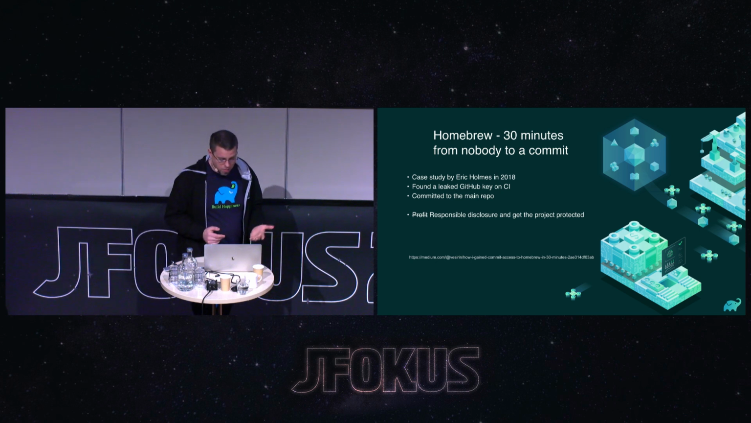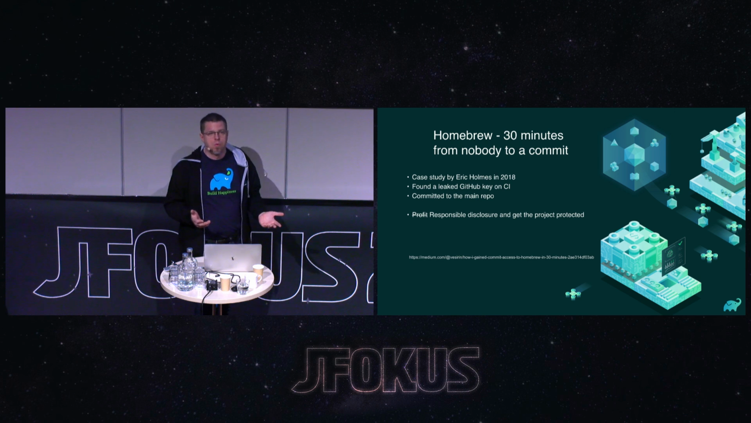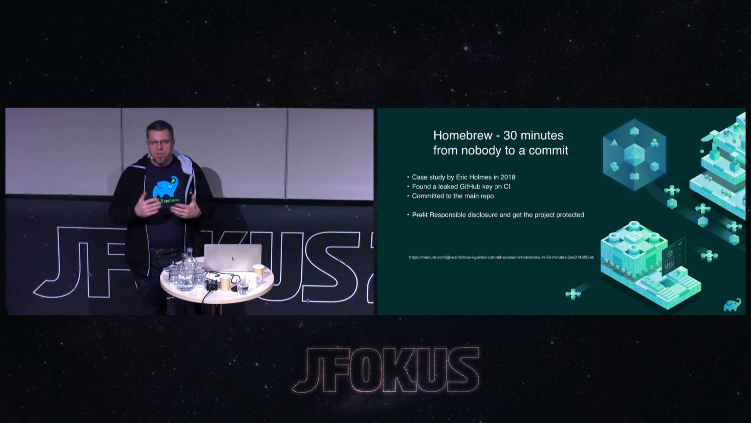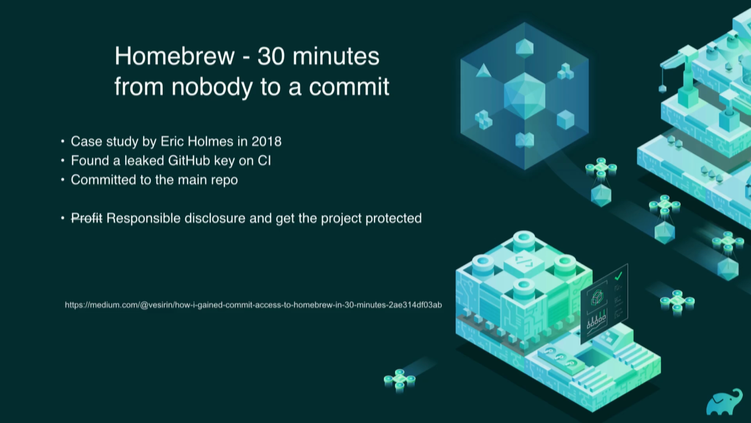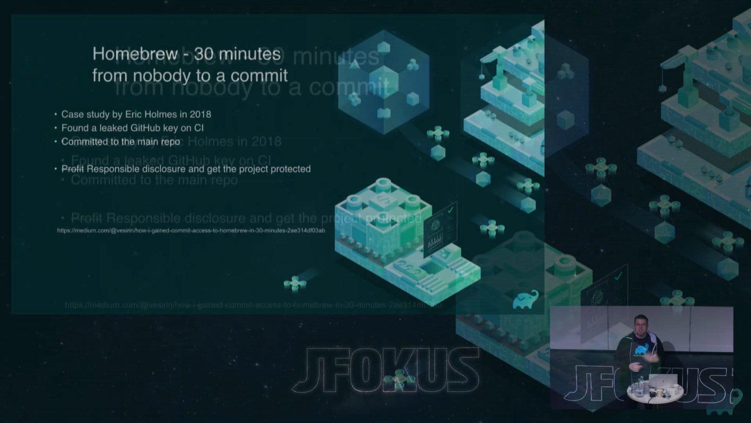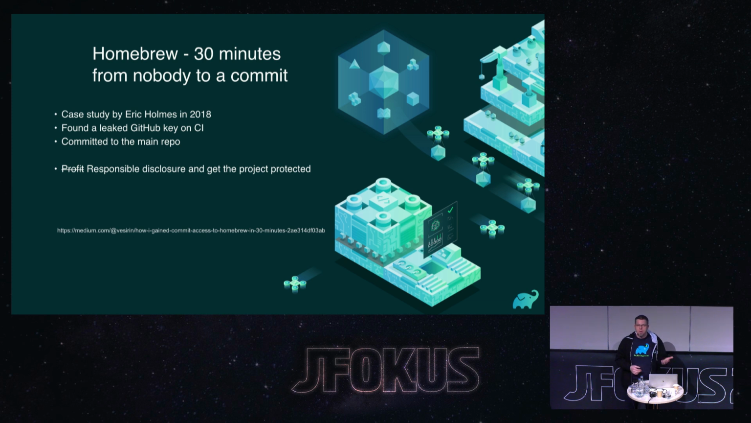One guy, Eric Holmes, in 2018, wanted to see if he could attack such a system. What he found out was that in 30 minutes, he managed to commit something on one of their main repositories. Why? He looked at the project. The project has a Jenkins instance running their builds to show everything is fine, and then promoting the latest changes to their master branch. Except that one of their Jenkins instances was leaking their GitHub API key into the system environment.